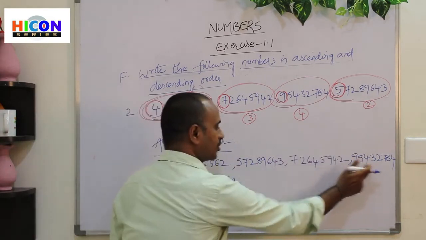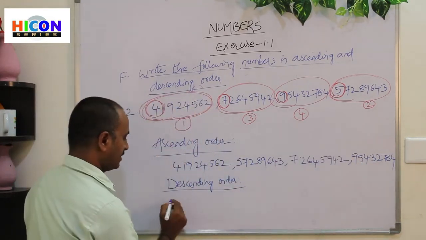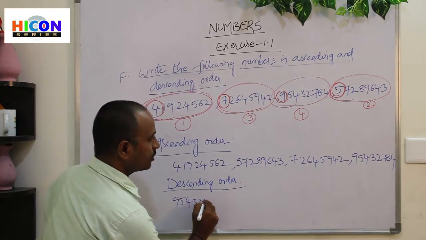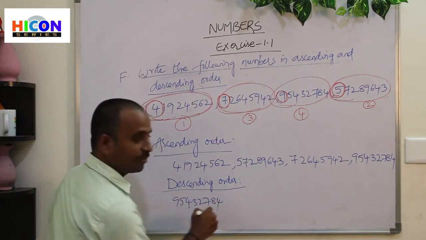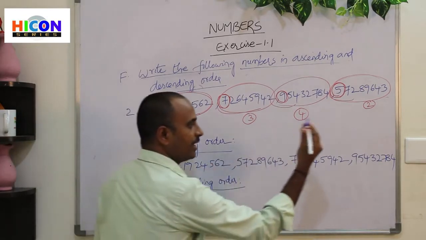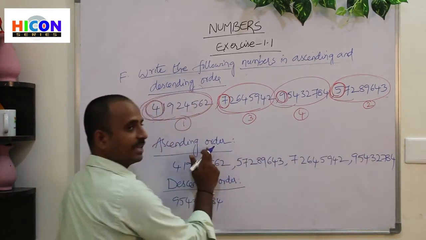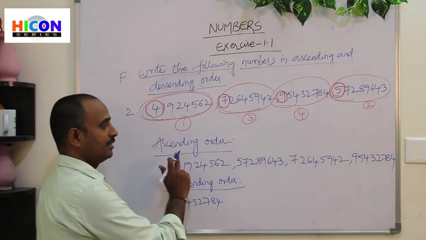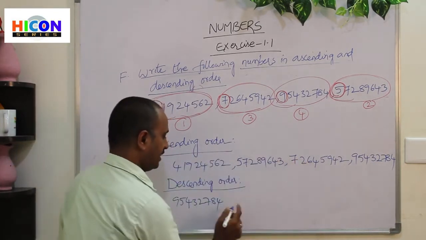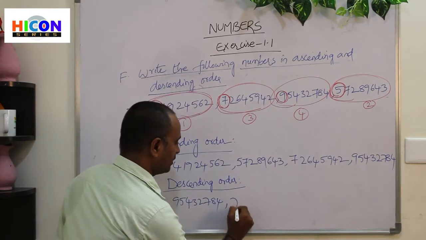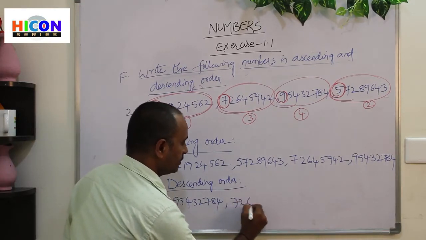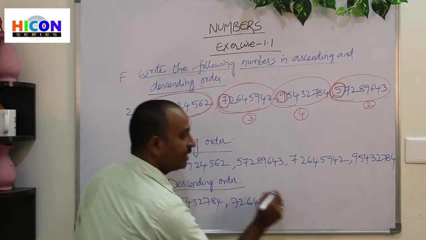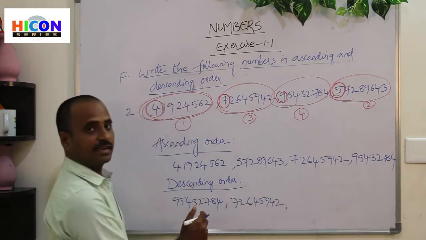The last number should be written as the first. That is 9 crores 54 lakhs 32,784. So in this way, we have to write the last number in the ascending order as the first number in the descending order. And the second-last number should be written second, so 7 crores 26 lakhs 45,942. So this will be the second number.